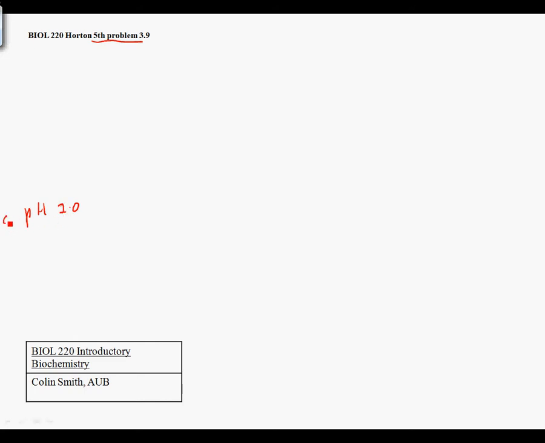That's A. B, pH 8.5. And C, pH 10.7. Assume the ionizable groups have pKa values listed in table 3.2. So we should use table 3.2.